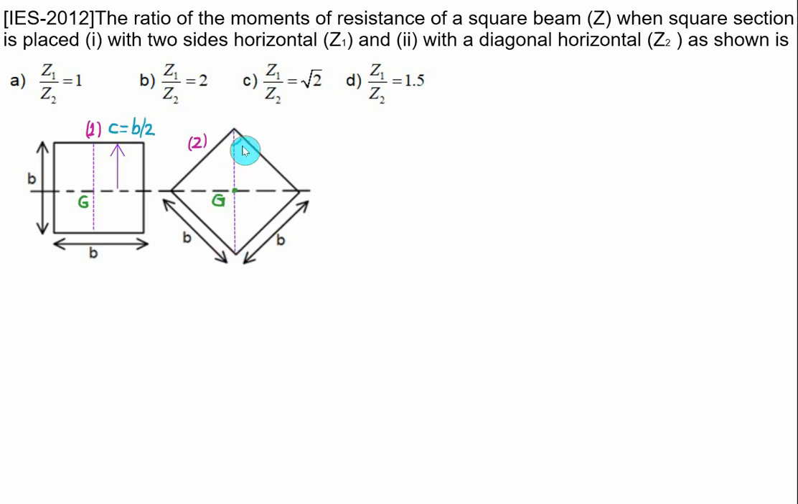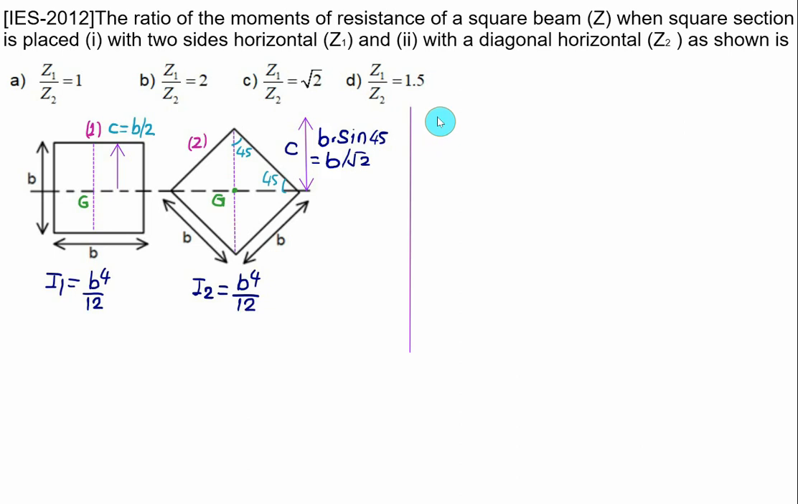So this angle is 45 as well as this angle is 45. So this vertical distance, the hypotenuse is B and 45 is the angle with the opposite side. It means that this distance is B times sine of 45, and sine of 45 is 1 by root 2. So this distance is B by root 2. This one is the value of C. Now as far as the moment of inertia is considered for figure 1, moment of inertia for square is B to the power 4 divided by 12. And as far as the rhombus is considered, the moment of inertia only depends on the side. So value of I2 is also equal to B to the power 4 by 12.